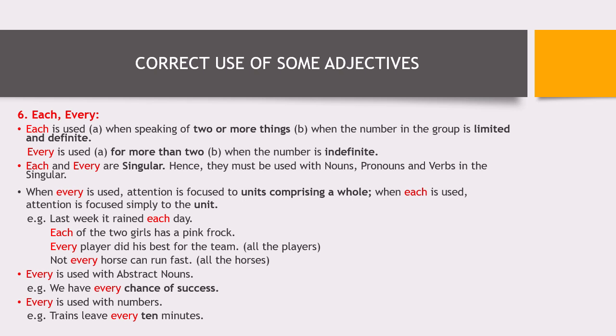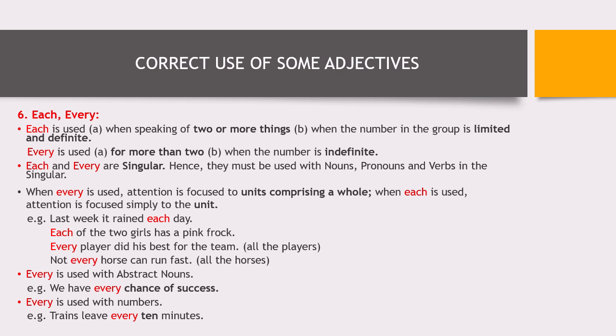A. when speaking of two or more things. B. when the number in the group is limited and definite. Every is used, A. for more than two. B. when the number is indefinite. Each and every are singular. Hence, they must be used with nouns, pronouns, and verbs in the singular.